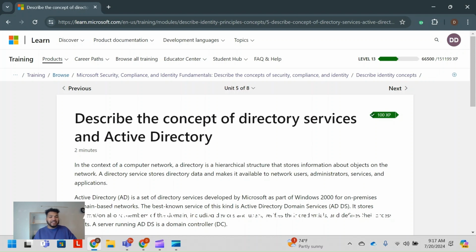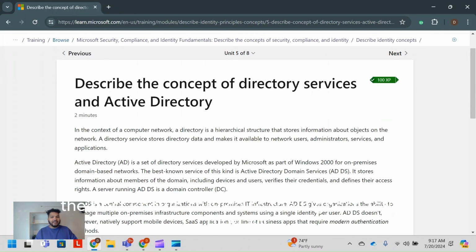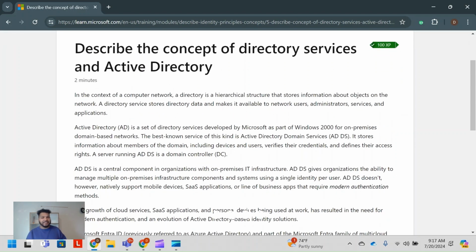Active Directory, otherwise known as AD, is a set of directory services developed by Microsoft as part of Windows 2000 for on-premise domain-based networks. The best known service of the kind is Active Directory Domain Services. It stores information about members of the domain, including devices and users, verifies their credentials, and defines their access rights. A server running ADDS is called a domain controller, also known as a DC. ADDS is a central component in organizations with on-premise IT infrastructure. It gives organizations the ability to manage multiple on-premise infrastructure components and systems using a single identity per user. ADDS doesn't, however, natively support mobile devices, SaaS applications, or line of business apps that require modern authentication methods.